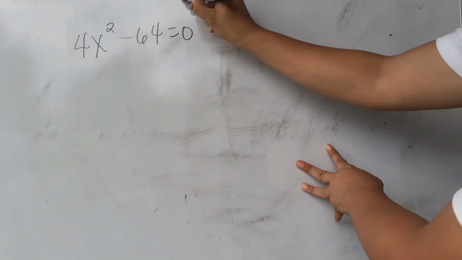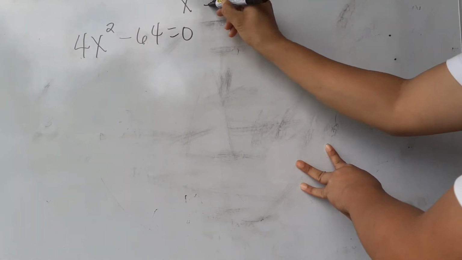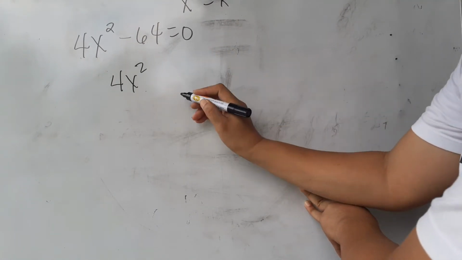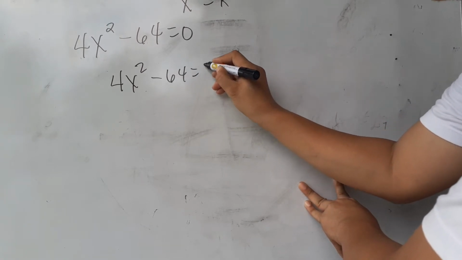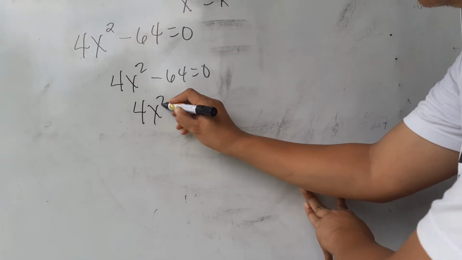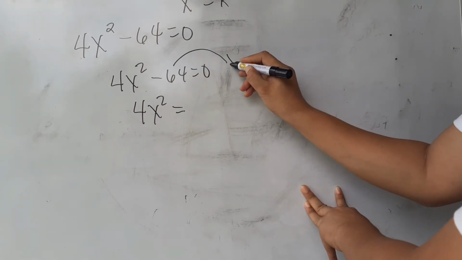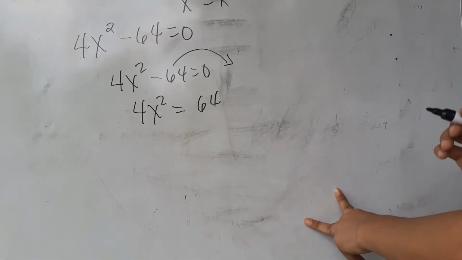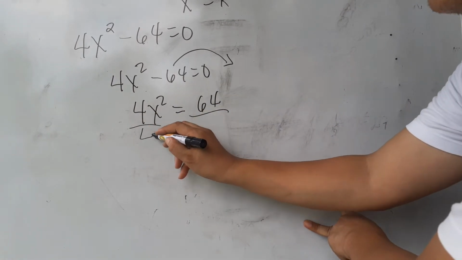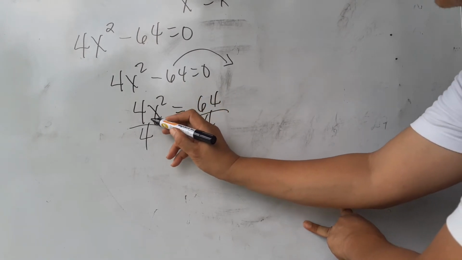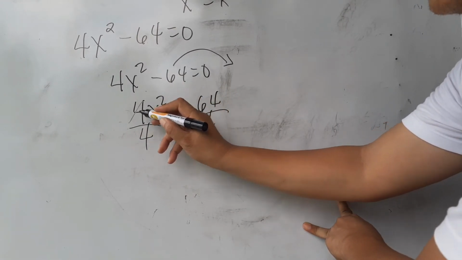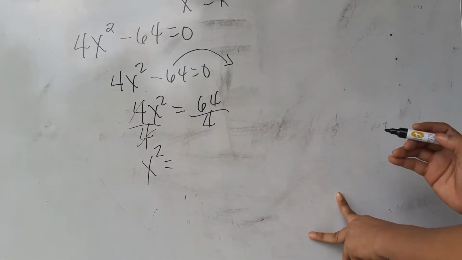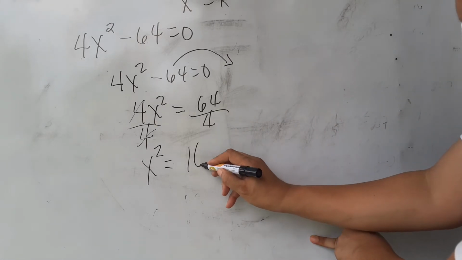Example is 4x squared minus 64 is equal to 0. So, kailangan change natin siya sa x squared is equal to k. So, we have 4x squared minus 64 is equal to 0. So, we have 4x squared. It is equal to, transpose natin yung k doon. So, from negative, magiging positive 64. Then, pwede po natin siyang i-divide by 4. So, divide natin siya by 4 kasi 4 yung a natin. So, cancel natin yon, cancel natin yon. So, magiging x squared is equal to 64 divided by 4 is 16.